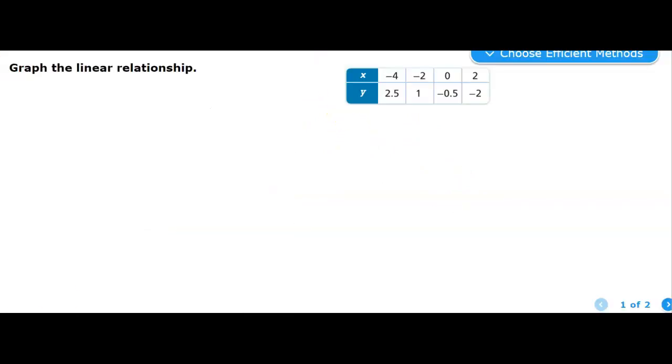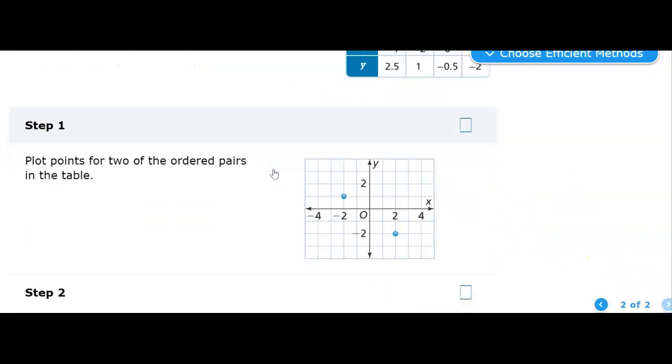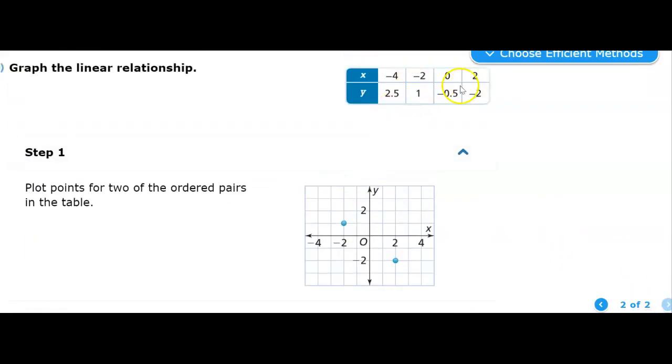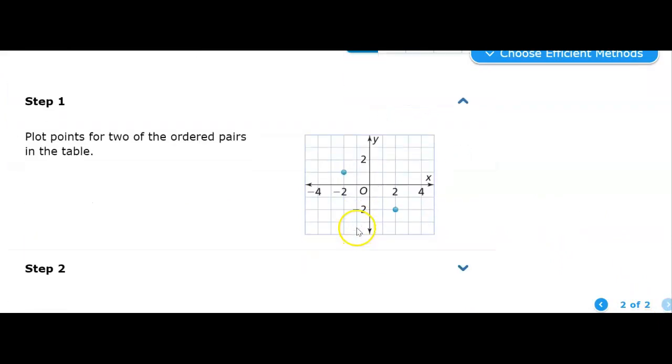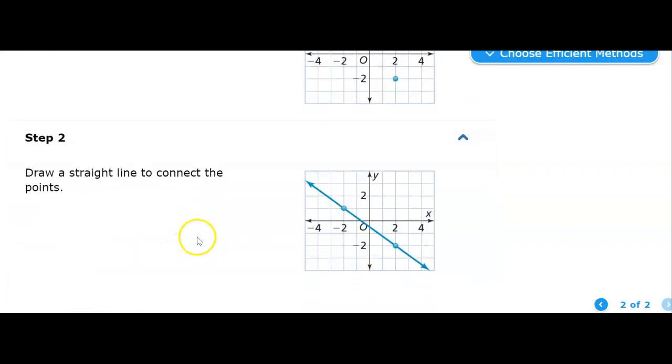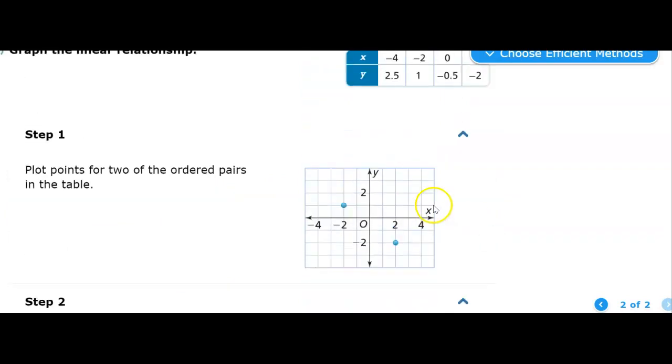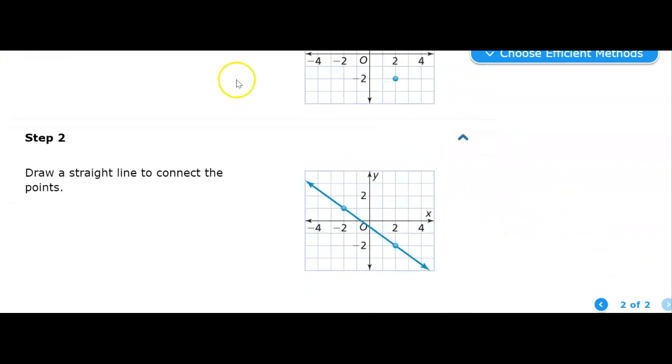Graph the linear relationship. So, okay, we have to graph this. Step 1, plot the points on the table into the graph. Step 2 would be to draw a straight line to connect the points. Okay, and that's it.